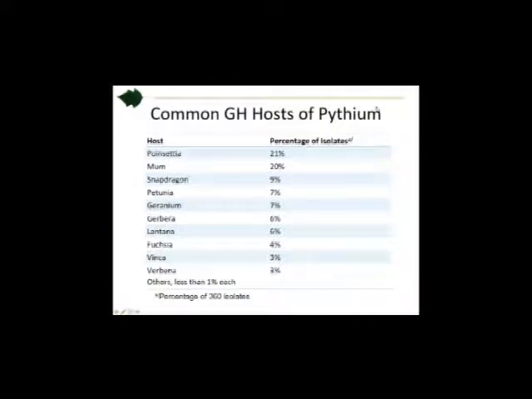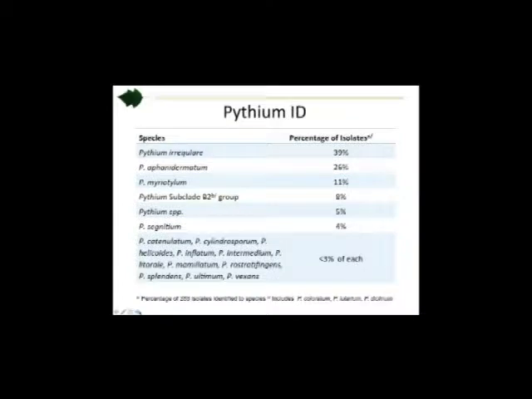So again, I know this webinar is on poinsettia, but we're going to go ahead and talk about some of the common greenhouse hosts to Pythium. 21% of Emma's isolates came from poinsettia, and secondarily, a number of them came from mum, followed by snapdragon, petunia, geranium, gerbera, lantana, fuchsia, vinca, and verbena. We did find Pythium on some other crops, but it represents a very small percentage of her isolates. Forward, please.